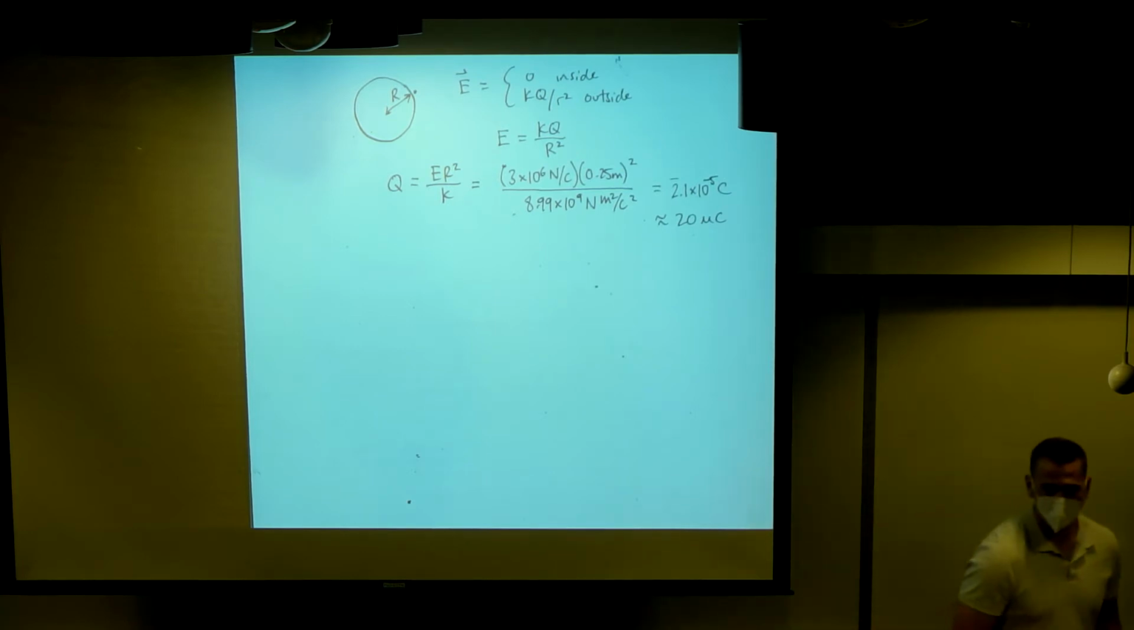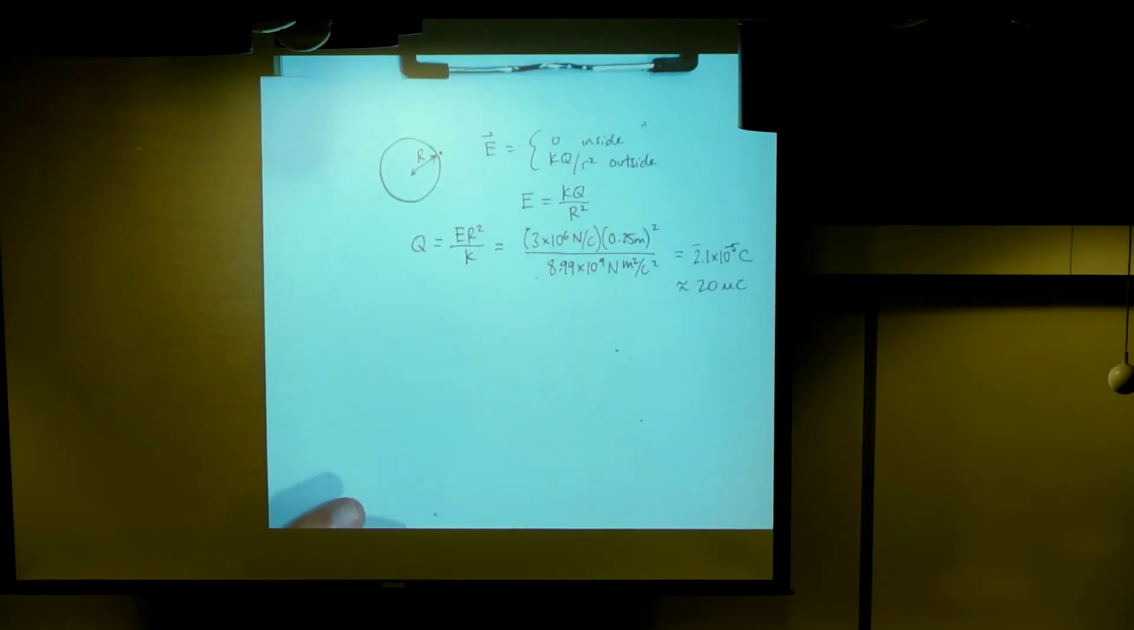That would make a really powerful battery. Huh? That would make a really powerful battery. Potentially.